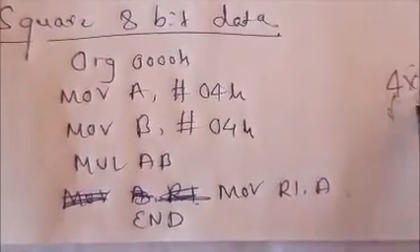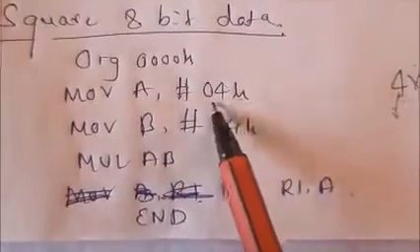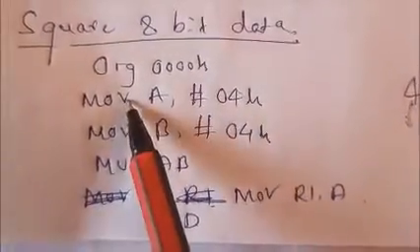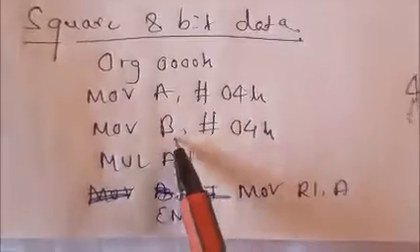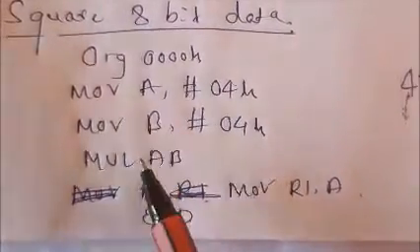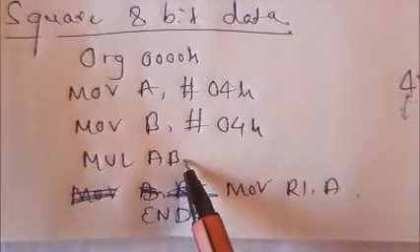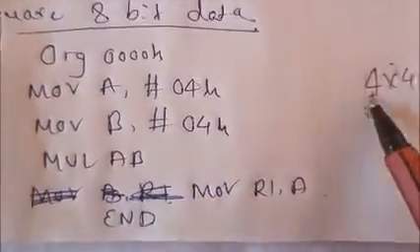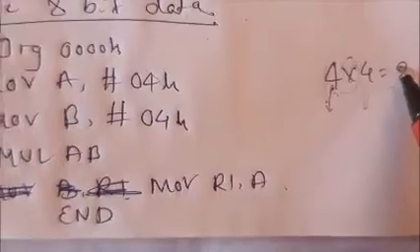Here both are 4. So move A, #04H, you move to the register A. And the second one is move B, #04H. The second number I am loading to B. Next one is MUL AB. Is it clear? MUL AB means 4 into 4, so you will get the result.